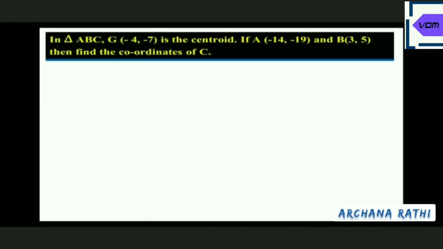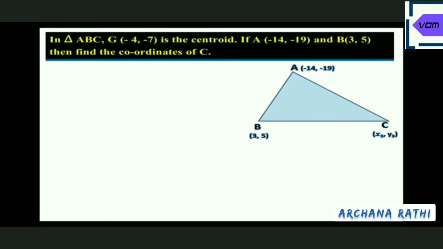Now let us see one example. This is an important one. The centroid G coordinates are given, and two vertices are given, and we have to find the coordinates of the third vertex. So let us see how to solve. First of all we will draw the diagram. Now we have to find the coordinates of C. Here the centroid coordinates are given and we are going to find the vertex C.